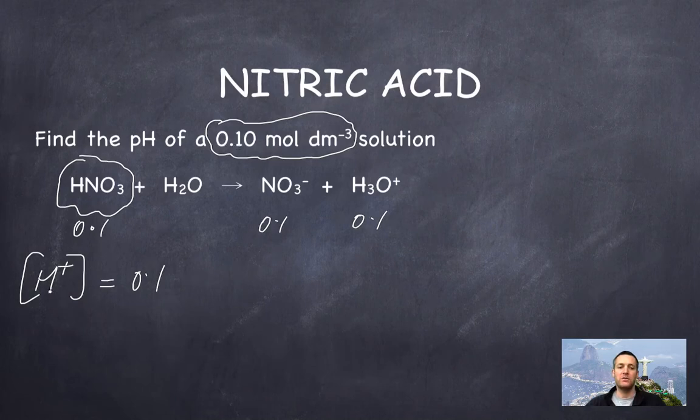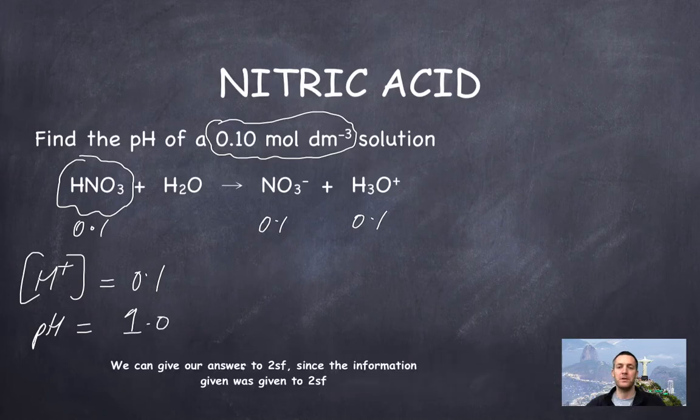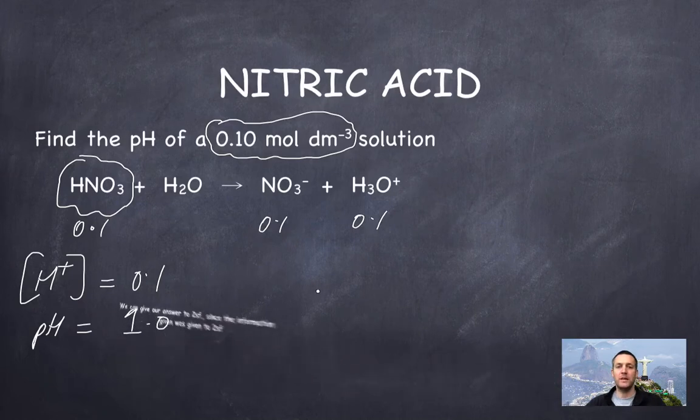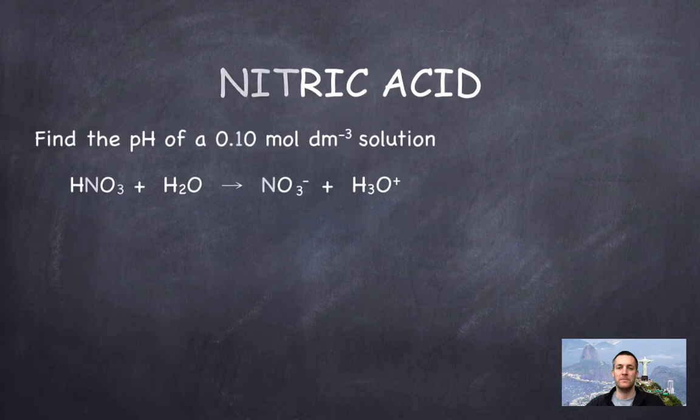Okay, if the concentration of H plus is 0.1, then the pH is the negative log of 0.1, and that equals 1.0 to two significant figures. So I can calculate the pH of that solution because I know it's strong and I know it's monoprotic, and I've got the concentration of the acid.